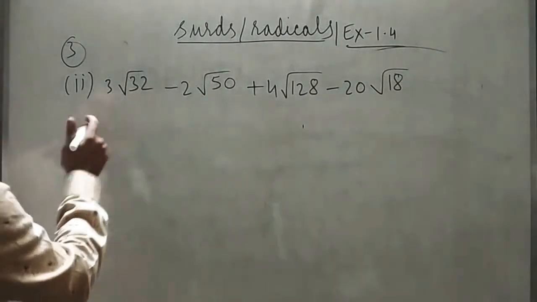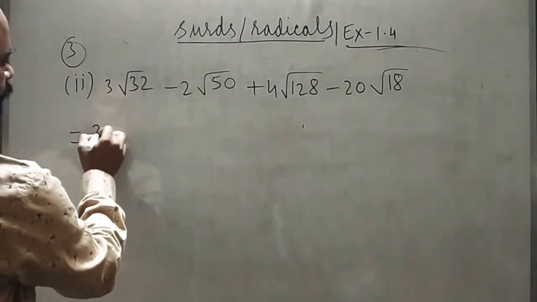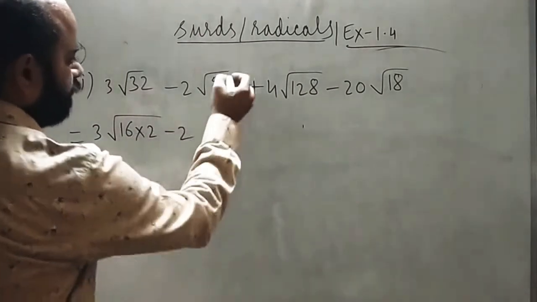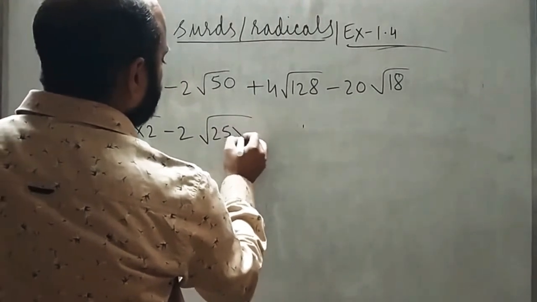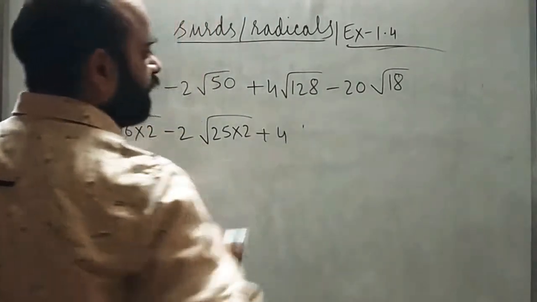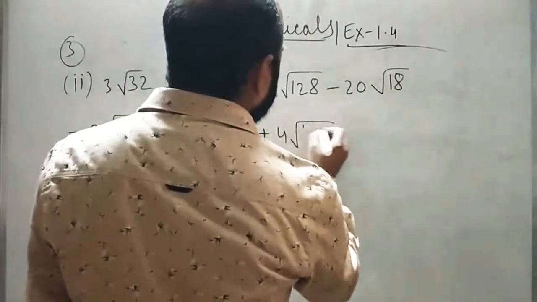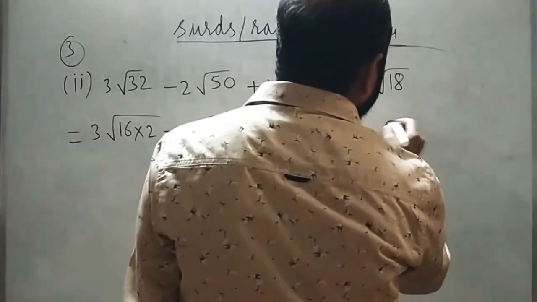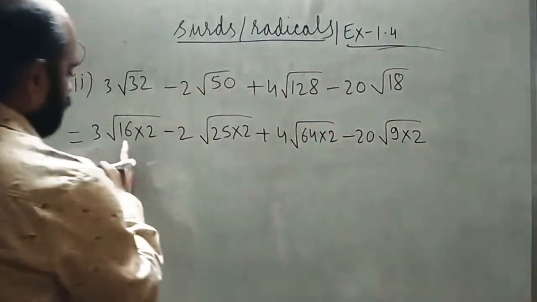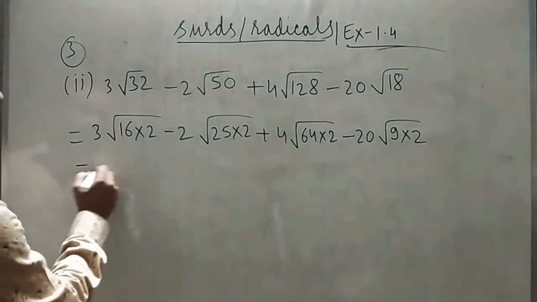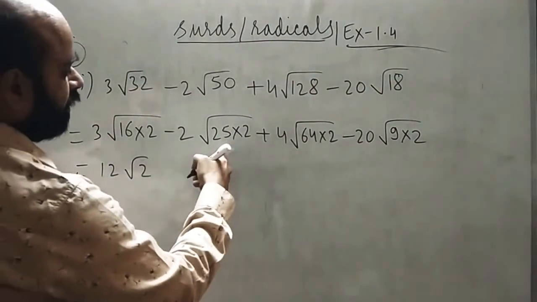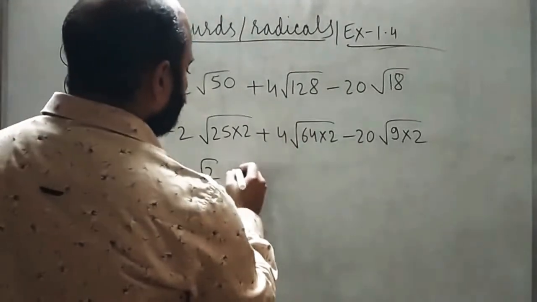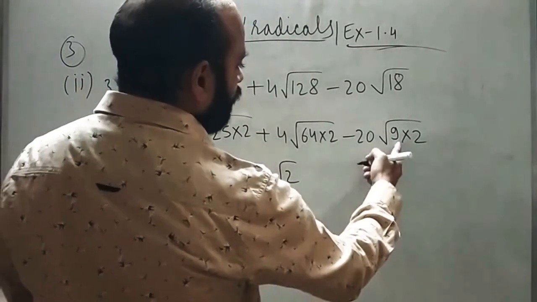So we can write 32 as 16 into 2, 50 as 25 into 2, 128 as 64 into 2, and 18 as 9 into 2. So see, square root of 16 is 4, 4 into 3 is 12. Square root of 25 is 5, 5 into 2 is 10. Square root of 64 is 8, 8 into 4 is 32. Square root of 9 is 3.